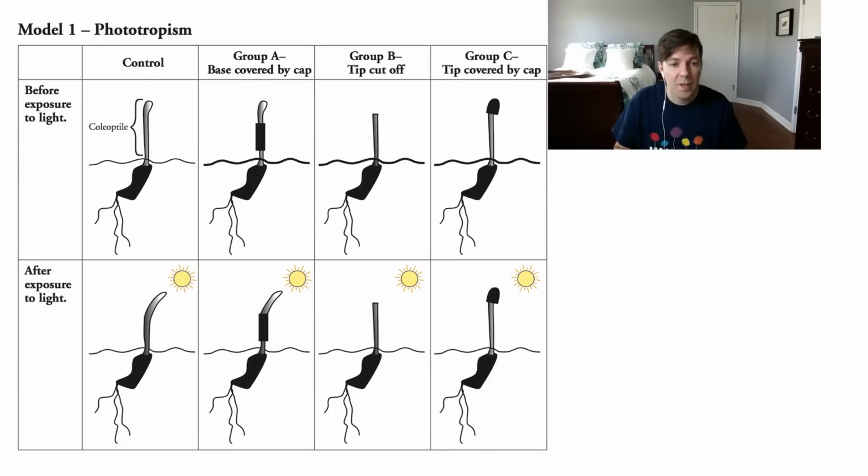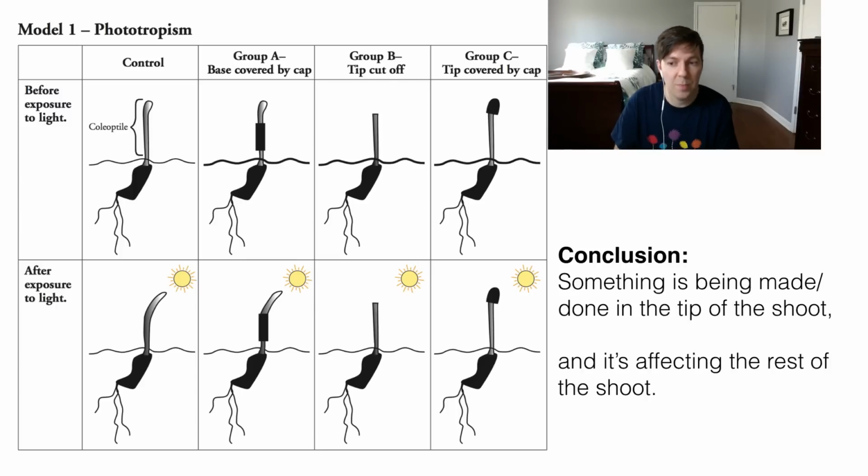So here's one example. This is from that plant hormone lesson, right? Phototropism. It turns out there's something being made in the tip of the shoot that talks to the rest of the shoot. If you cut the tip off, the plant stops moving towards the sun. If you cover the tip, it stops moving towards the sun. If you cover the rest of the shoot, the plant is unaffected, right? So somehow these cells are talking to each other over distances.